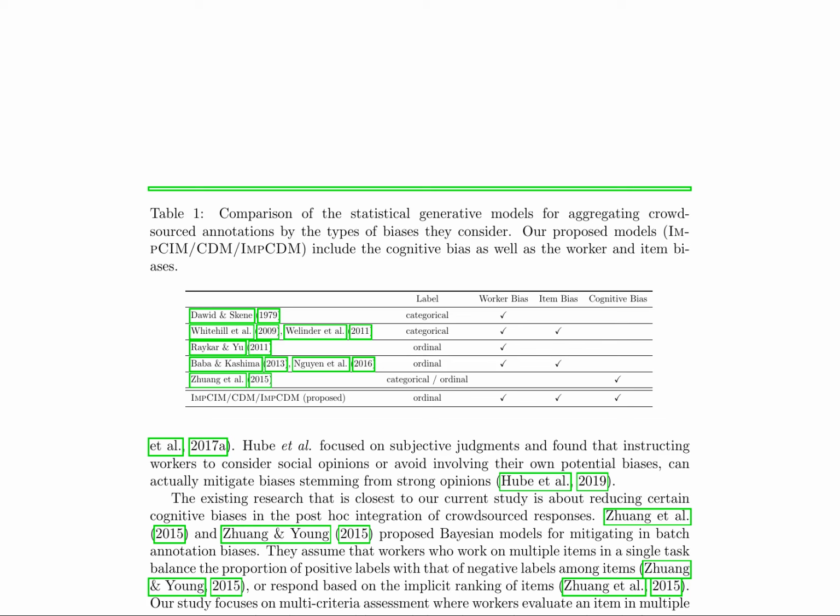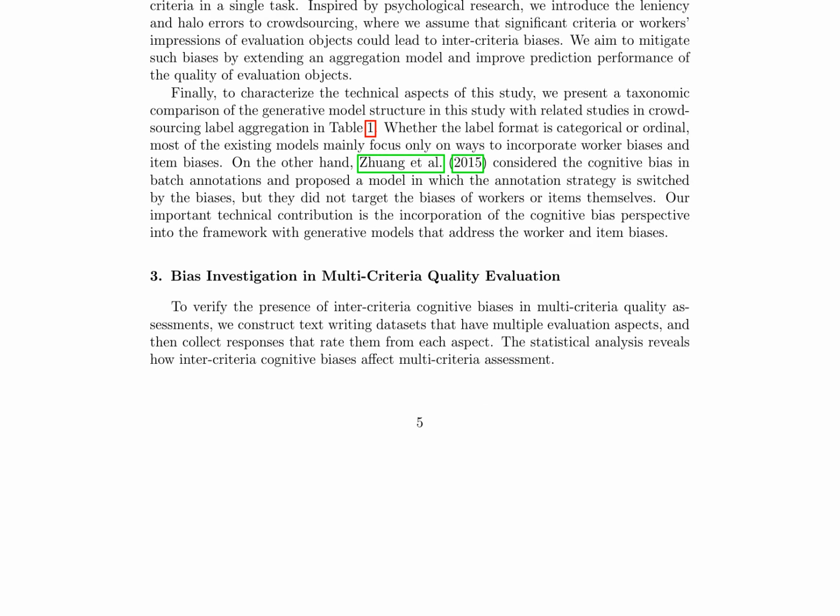The comparison of statistical generative models for aggregating crowdsourced annotations is a crucial aspect in understanding biases. This includes cognitive bias, worker bias, and item bias, which are particularly important in the proposed models such as IMP-CIM, CDM, and IMP-CDM. A key point is highlighted through a table that emphasizes the inclusion of cognitive bias in the proposed models.